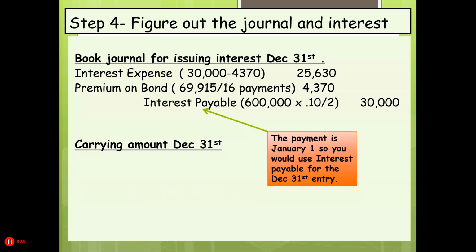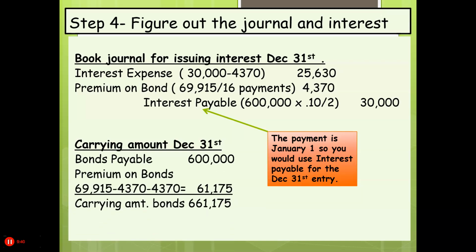Now, what's the carrying amount? December 31st, it's going to be the bonds payable plus the premium minus the 2 interest payments, which amortize $44,370. So the carrying amount is going to be $661,175.